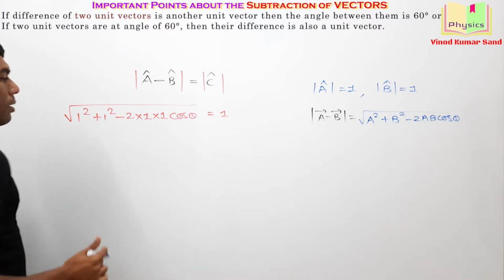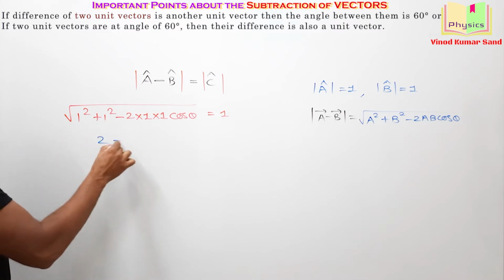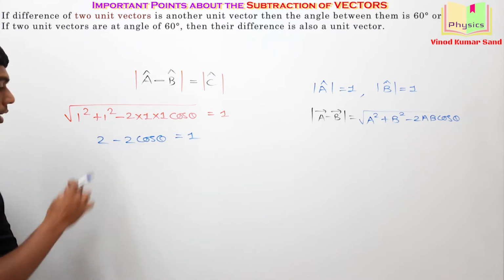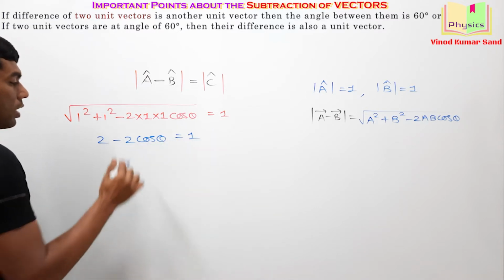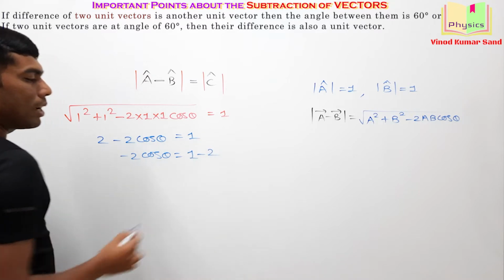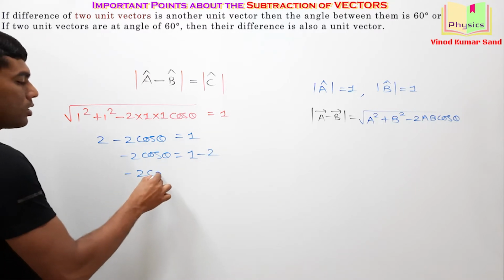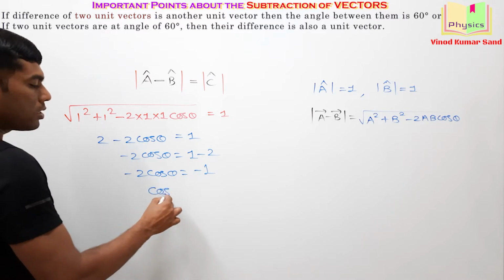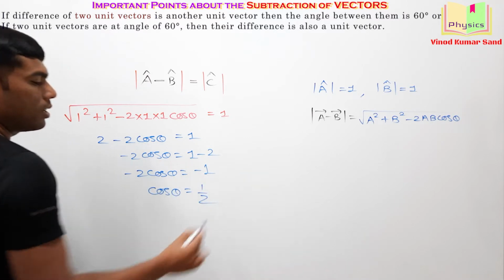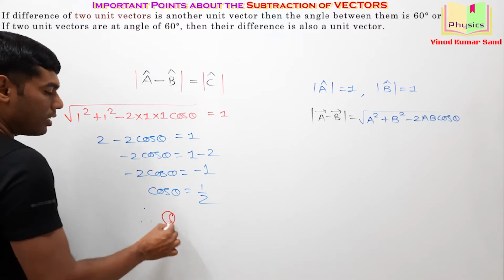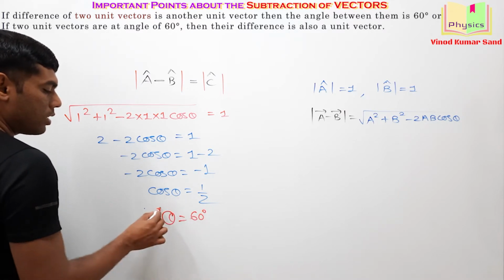Now you square both sides, then you are left with 2 minus 2 cos theta is equal to 1. This 2 I am shifting to the RHS. Minus 2 cos theta is equal to 1 minus 2. Minus 2 cos theta is equal to minus 1, or cos theta is equal to 1 by 2. Here is the result. Theta will be equal to 60 degrees.